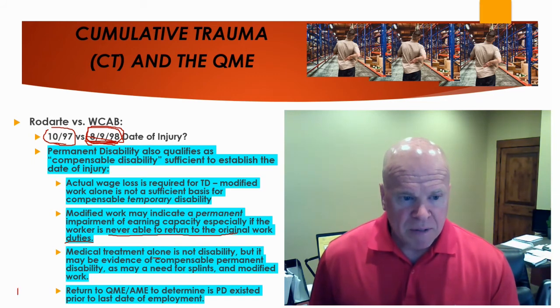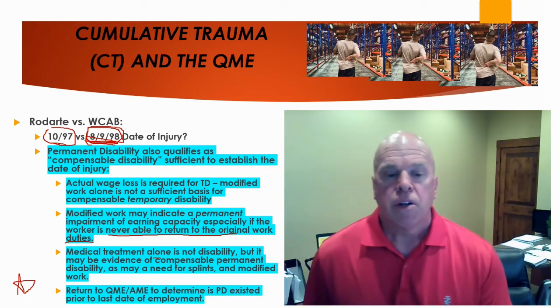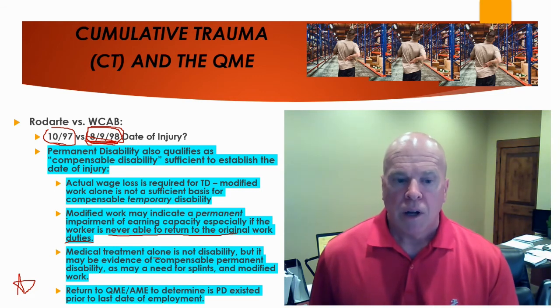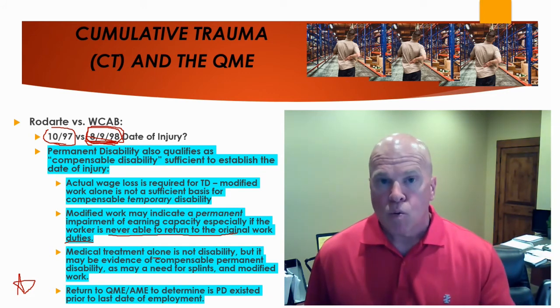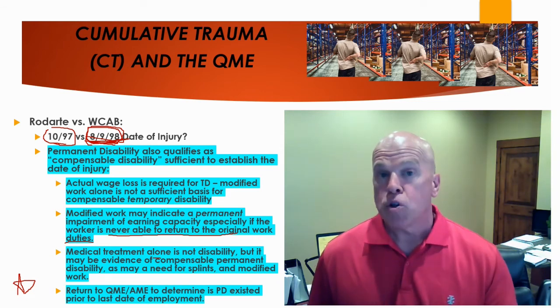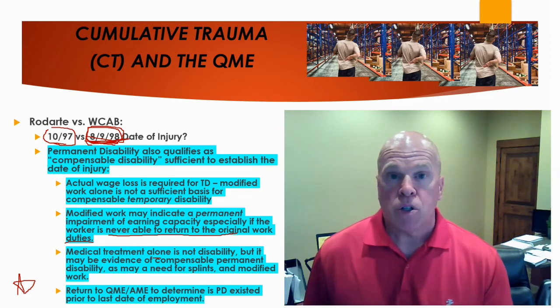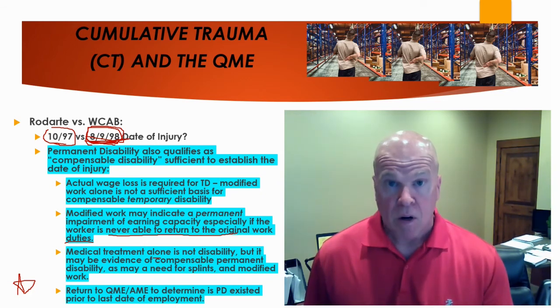But the WCAB left it open for the insurance carrier by returning the case to the QME for a determination if permanent disability existed prior to the last date of employment, because up until this point in time, all the medical reporting indicated that this was the date that first began her compensable permanent disability, but it was still as yet unresolved as to whether or not it could be established that the compensable permanent disability existed prior to even her last day of employment with this particular company.